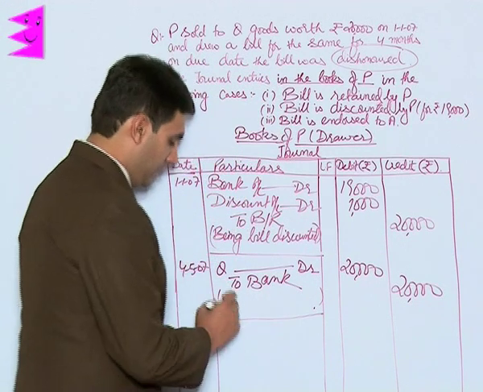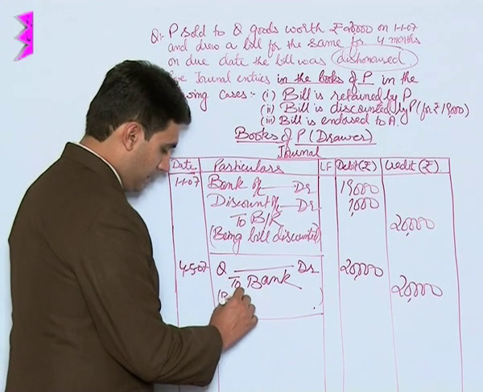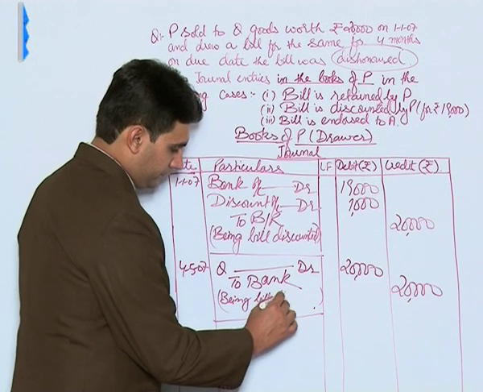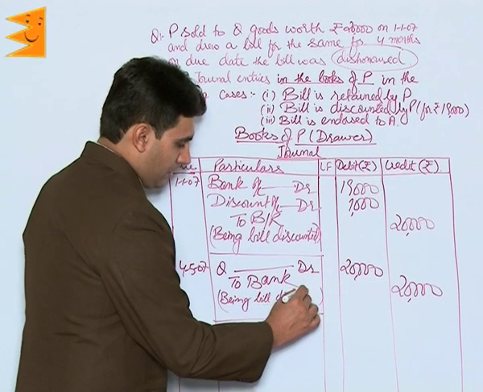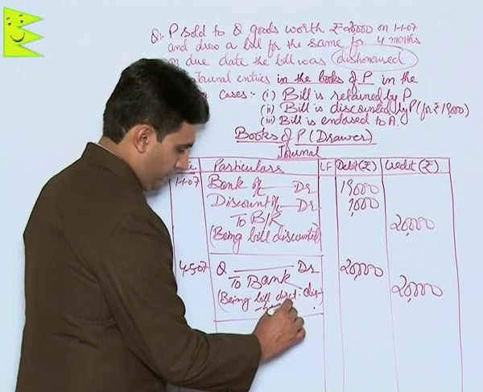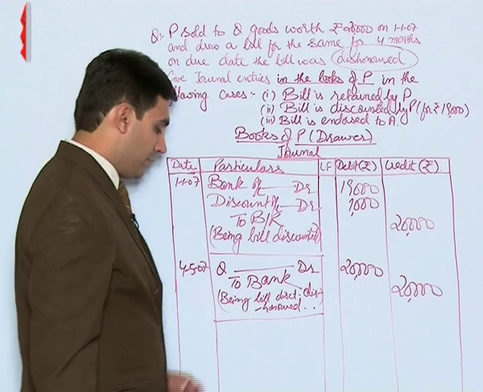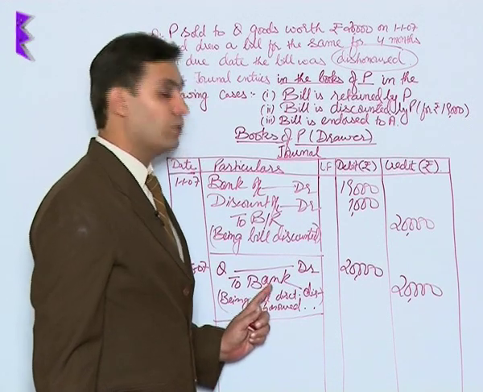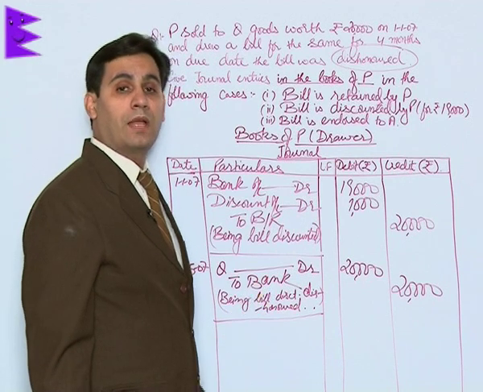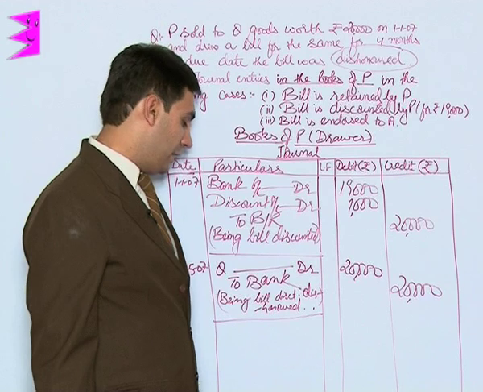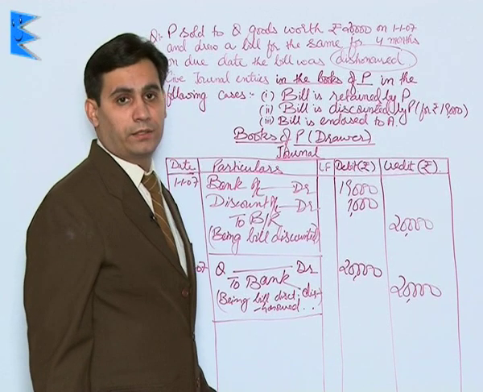Narration in this case would be being bill discounted, dishonored. Right, students? So this entry makes it clear that P will now pay bank. So he has credited bank and he will collect this 20,000 rupees from Q. So the entry is Q to bank.